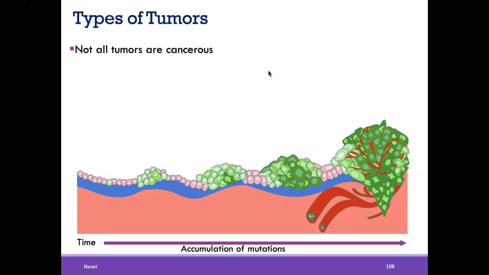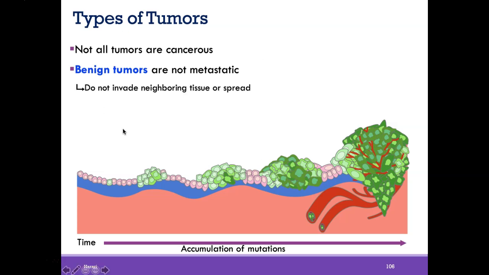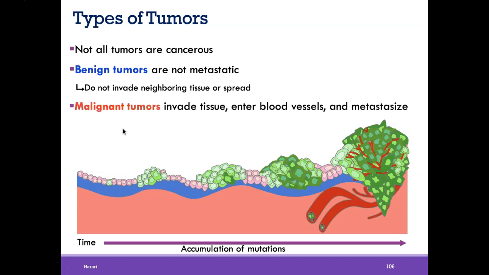Not all tumors are cancerous though, right? Benign tumors are not metastatic. They stay in place. They do not invade. They're usually encapsulated, so they don't spread. A malignant tumor can invade adjacent tissue, and it does not have a surrounding capsule. It is most likely to metastasize. So it's going to go through the bloodstream or the lymphatic system to colonize other parts of the body.